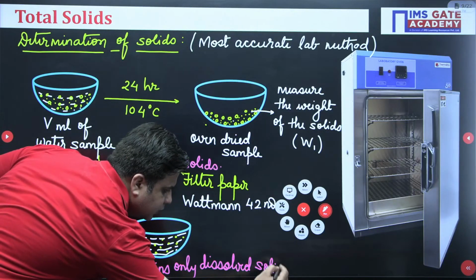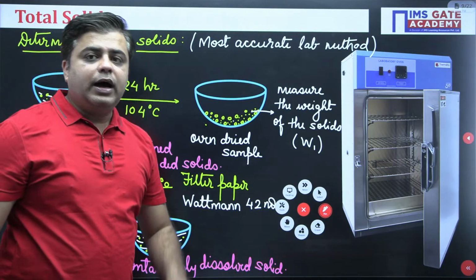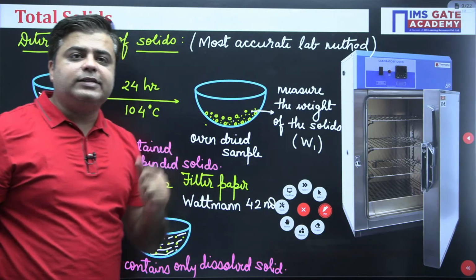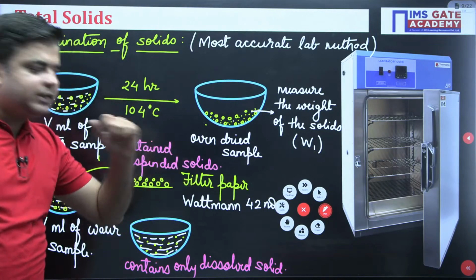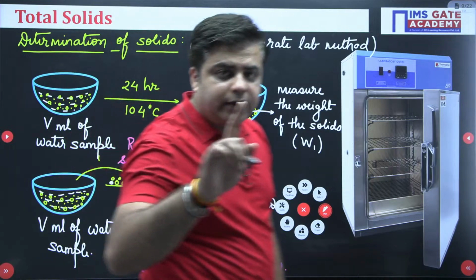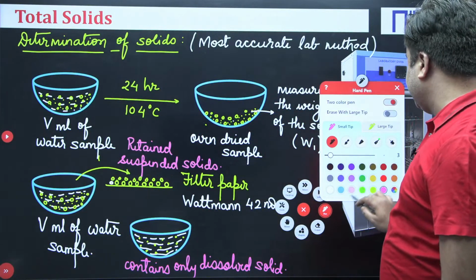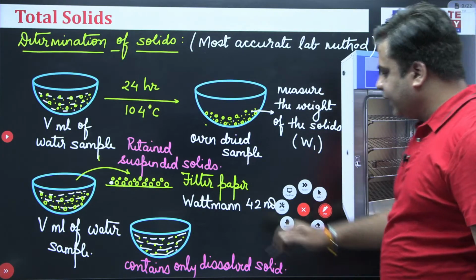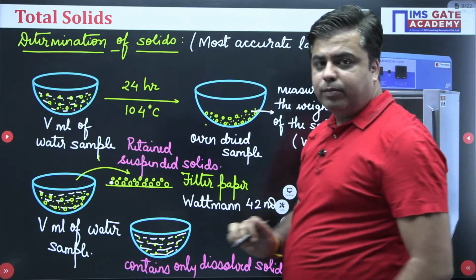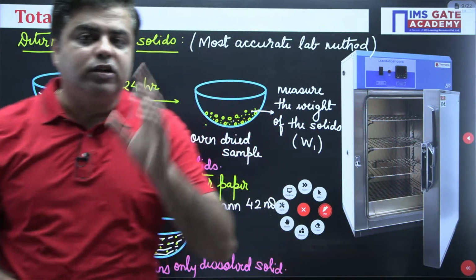Now what you do is, this crucible you place in an oven again at 104 degrees Celsius for 24 hours. For such a duration and for such a high temperature, again all the water will evaporate from the crucible, and now this crucible will contain only dissolved solids.